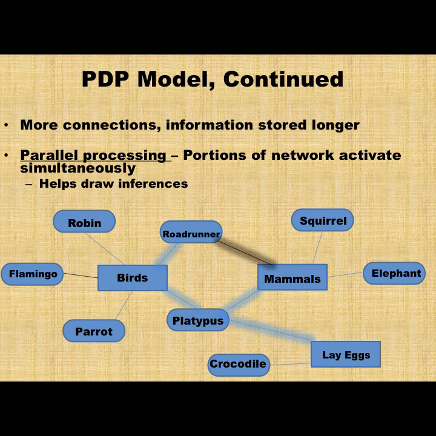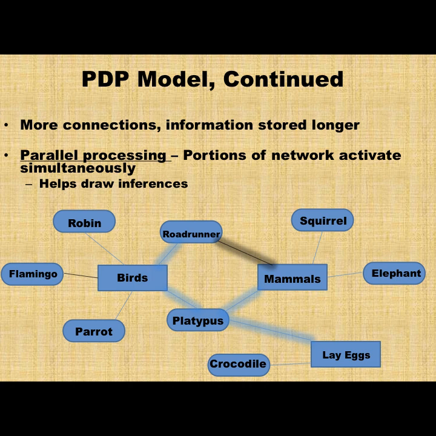Okay, continuing with the PDP model, you need to note that more connections means that information is stored longer. So, because we have more connections to the platypus, we know that the platypus lays eggs and is a bird and a mammal. We're most likely not going to forget platypus because we have three connections with it. However, on the other hand, where we've got flamingo, there's only one connection. It's only connected to bird, so it is more likely to be forgotten in the long run.